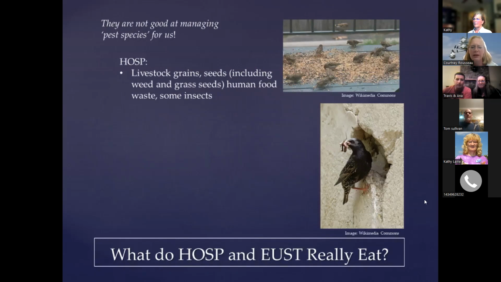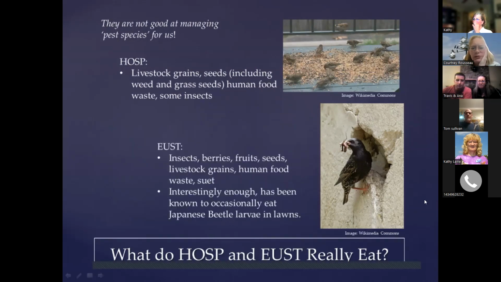How about European starlings? So they do eat a few more insects, but again, that is not all that they eat. They also eat berries and fruits, and they are known as being pretty destructive to our crops. They'll eat seeds and, again, livestock grains. They can be real pests around farms for that reason.